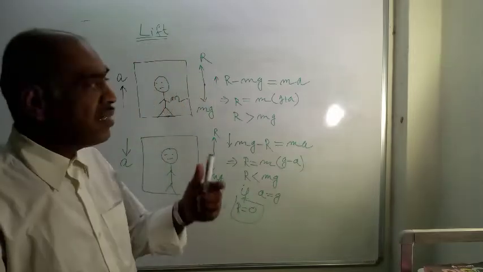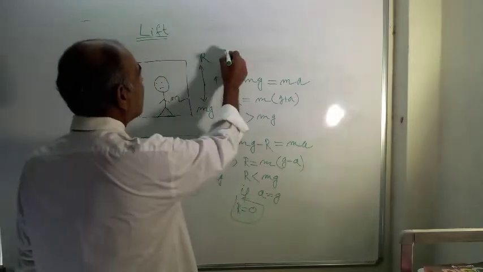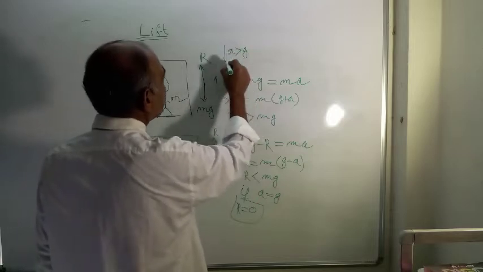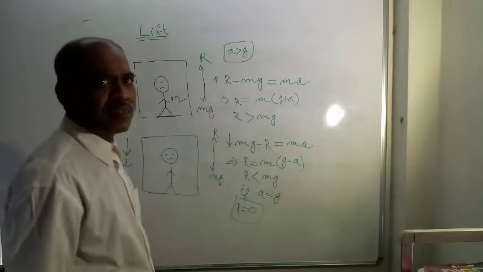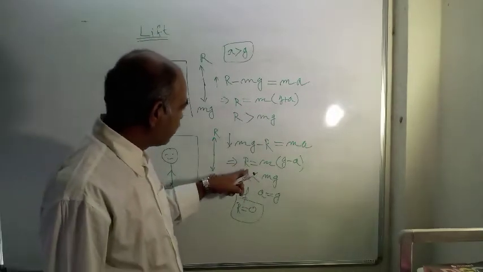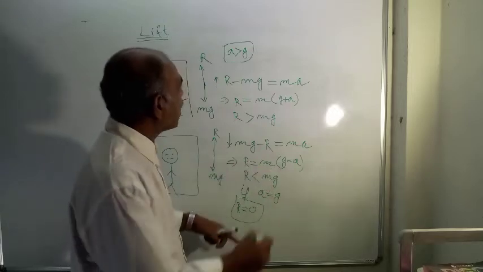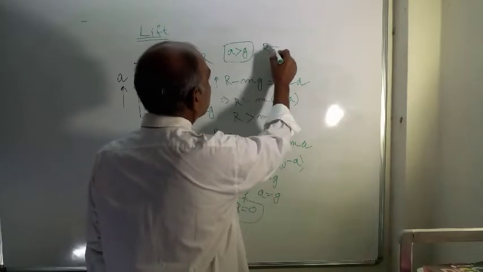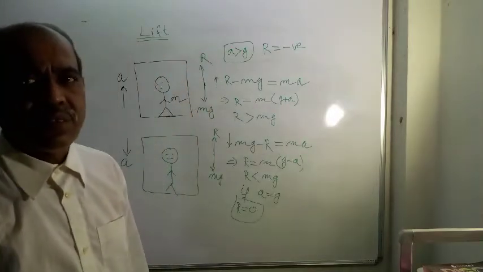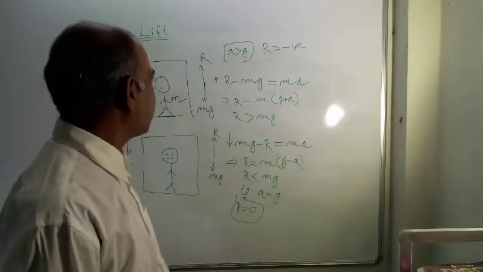And if A is more than g, say the case is A is more than g, then what will happen? If this be the case, acceleration is more than acceleration due to gravity. In that case, if you use this equation, then R becomes negative. What is the meaning of this? Reaction becomes negative.